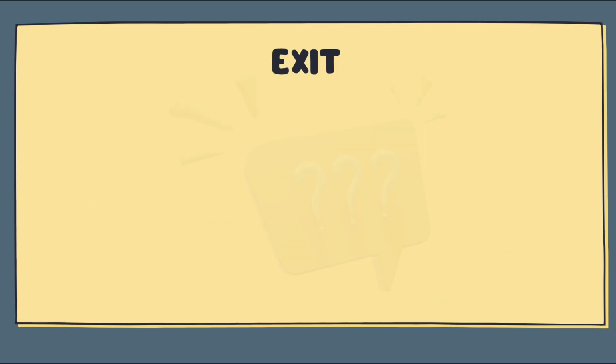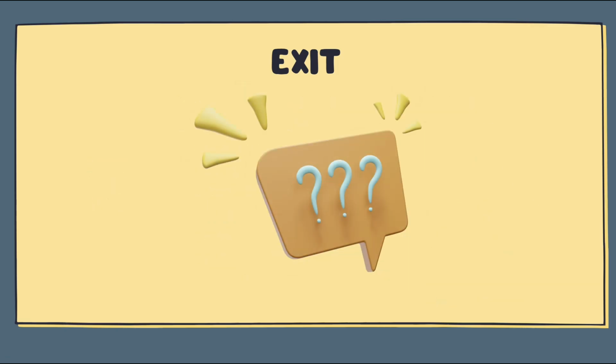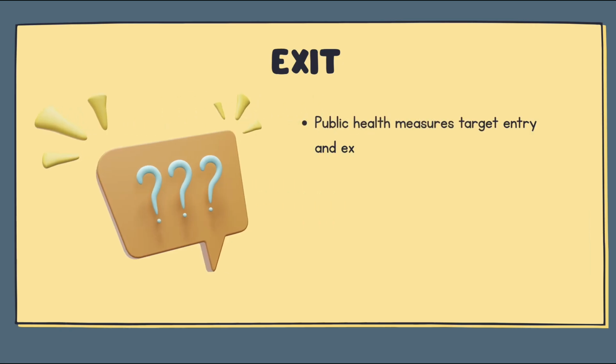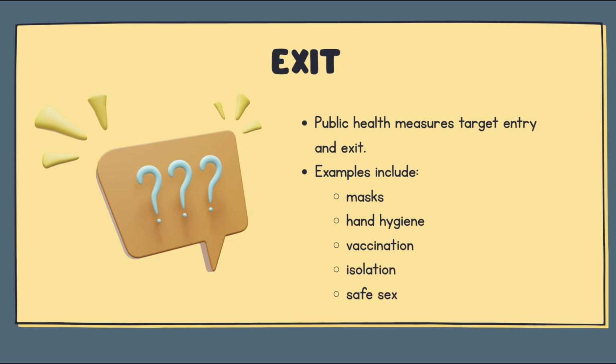Now, why is it important to understand exit mechanisms? Why do we need to know how pathogens exit? Because we need to have an understanding of how a pathogen enters and exits a host so that we can implement public health measures to avoid or control this infection. Some of these methods include masks, hand hygiene, vaccinations, isolation, safe intercourse. How can we decide which of these need to be used for what pathogen or disease if we don't understand how this disease enters and exits the host?